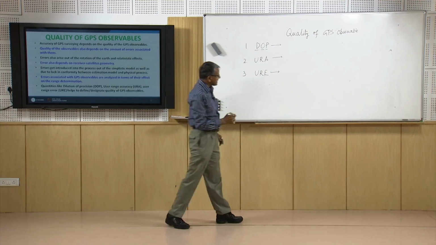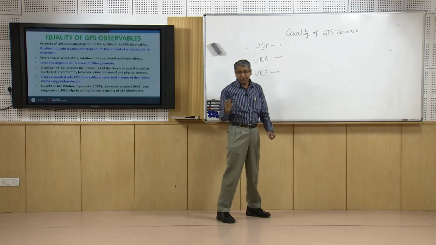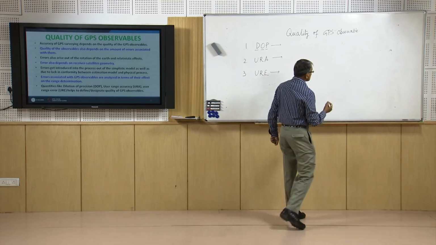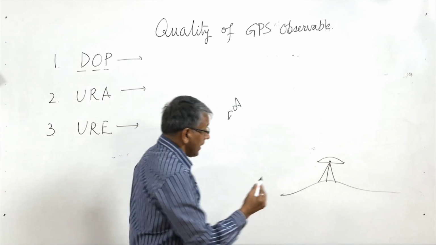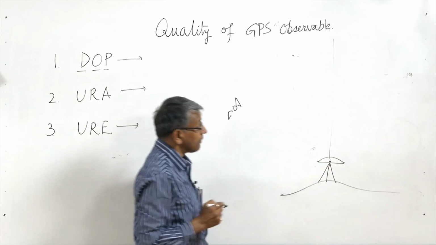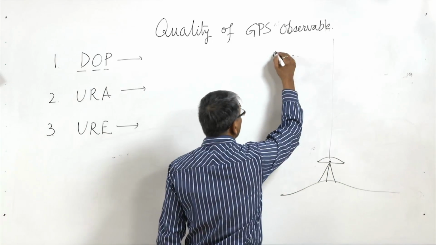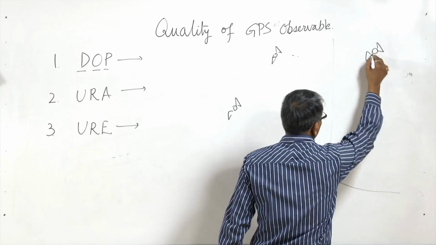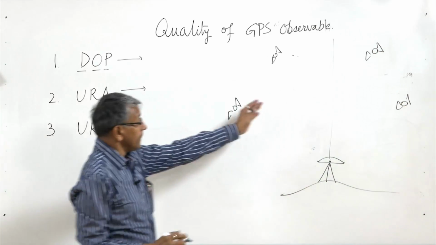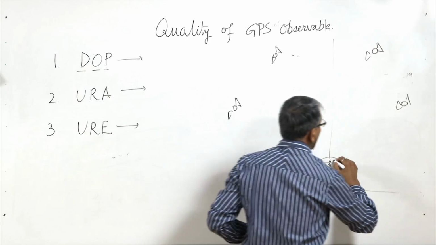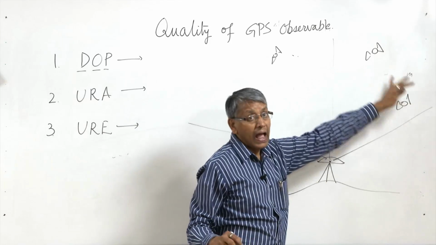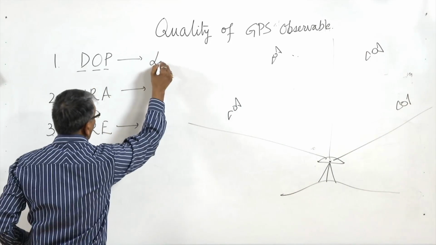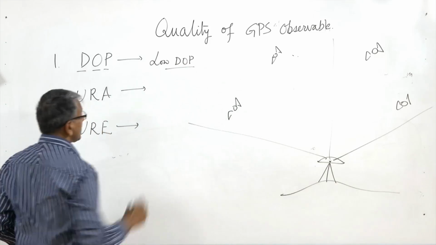Now what is that? It is the parameter which defines the geometry of the satellites with respect to the receiver. You can see here that when we take a receiver, the vertical line above it is called the zenith point, and if we have our satellites well spread over this, with respect to this line and above the cutoff angle, then this geometry is called good, and in that case we will have a low DOP. So good geometry, low DOP.